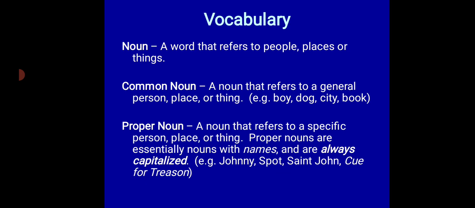Vocabulary. A noun: a word that refers to people, places, or things. Common noun: a noun that refers to a general person, place, or thing, e.g., boy, dog, city, book. Proper noun is a noun that refers to a specific person, place, or thing. Proper nouns are essentially nouns with names and are always capitalized, e.g., Johnny, Sport, Saint John.